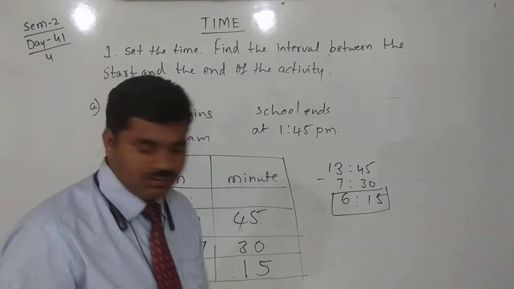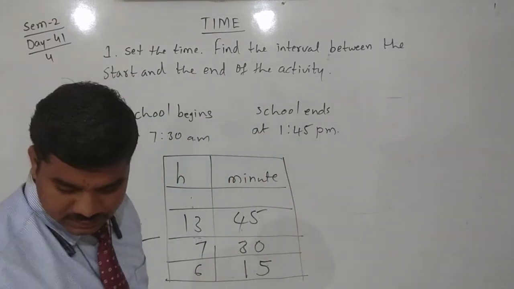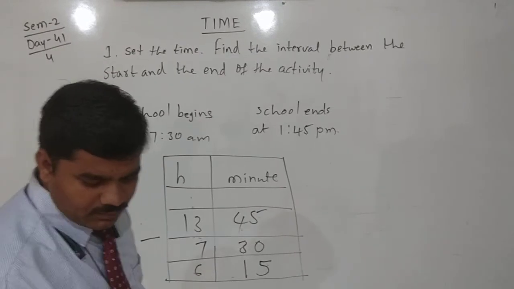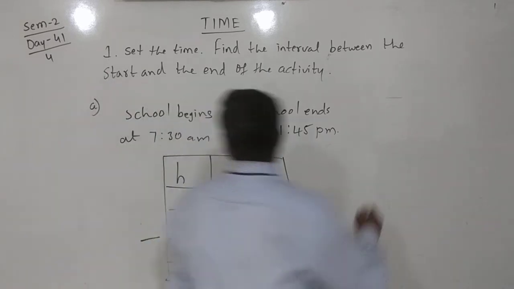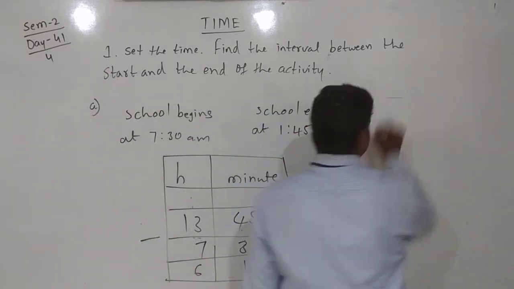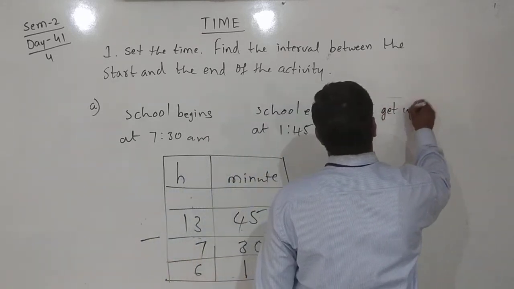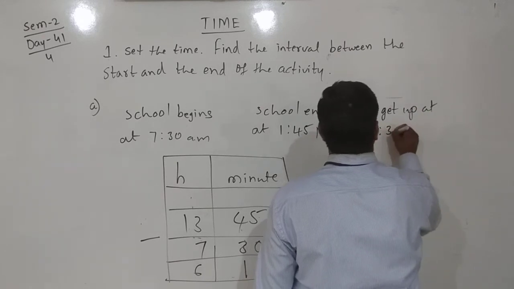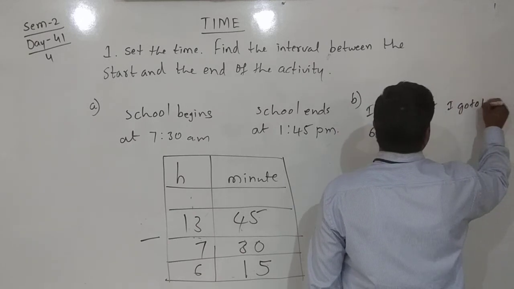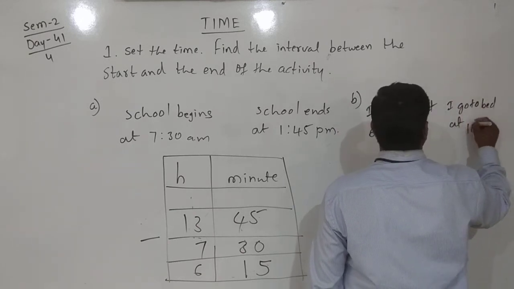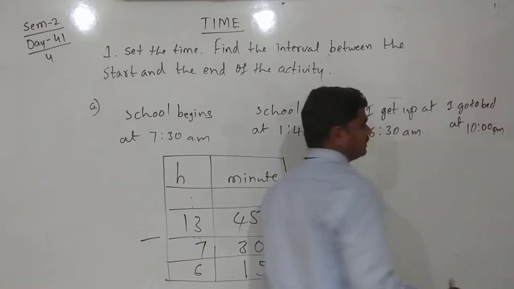One more shall I solve now? Yes, very simple. We should not get confusion about the interval. Next one is, I get up at 6:30. I go to bed at 10 PM. Yes, I get up at 6:30 AM. I go to bed at 10 PM. Yes, very simple.